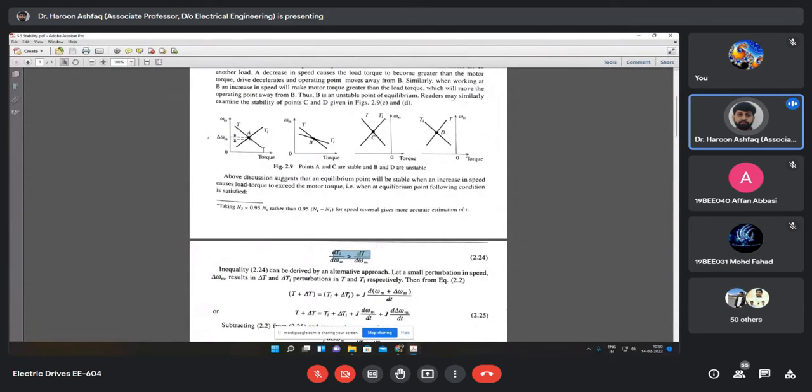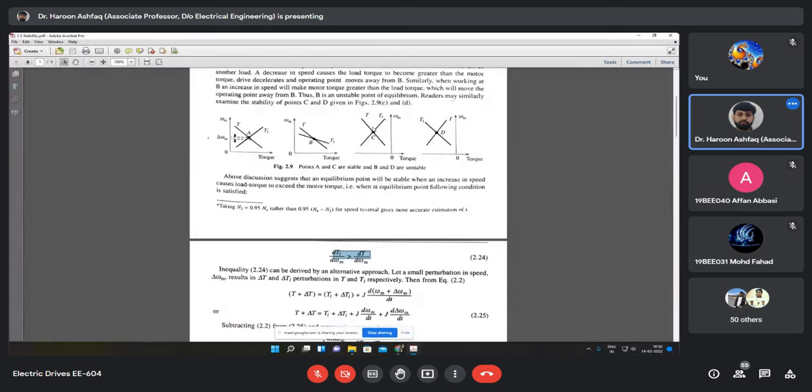Point A is an operating condition in the first quadrant, in which the motor torque has got a negative slope and the load torque has got a positive slope. ये आप देख रहे हैं, ये लाइन जो है वो नेगेटिव स्लोप की है, ये वाली पॉजिटिव स्लोप की है. You have another condition in which you have point B as a point of operation, and the motor torque has got a negative slope, the load torque has also got a negative slope, but the motor torque slope is more negative as compared to the load torque slope.